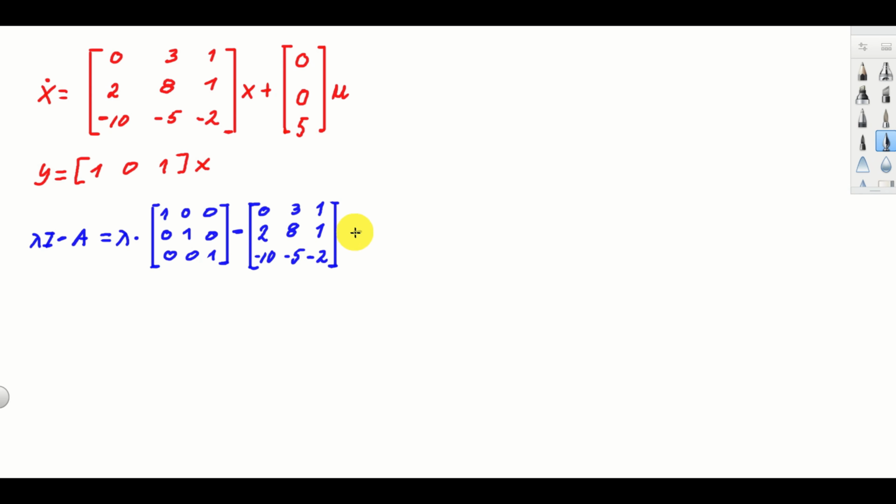Now, as the result, we will have the following matrix. This will be a little bit wider matrix, since we will have certain entries over here that depend on lambda. So let's see what do we have on the main diagonal. On the main diagonal, we have lambda, then we have lambda from this part over here, and we have minus 8. Then we have lambda plus 2.